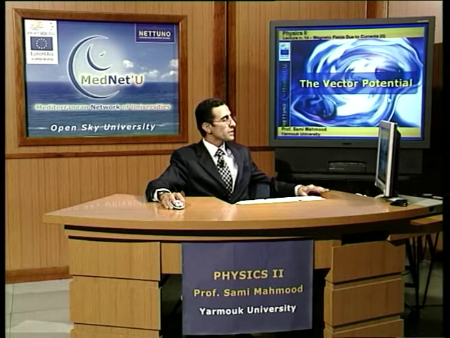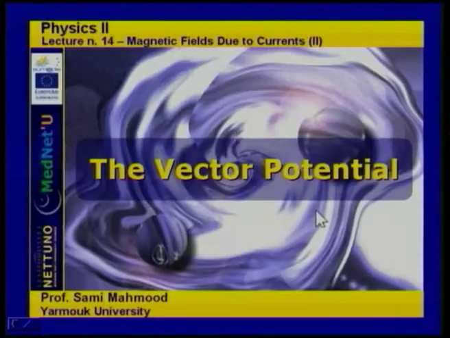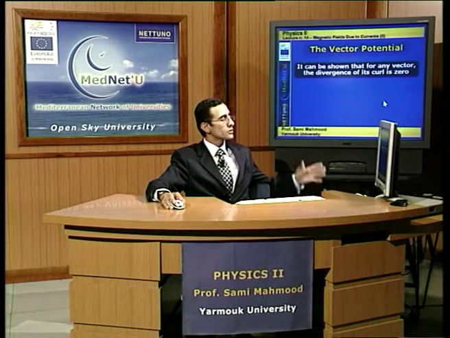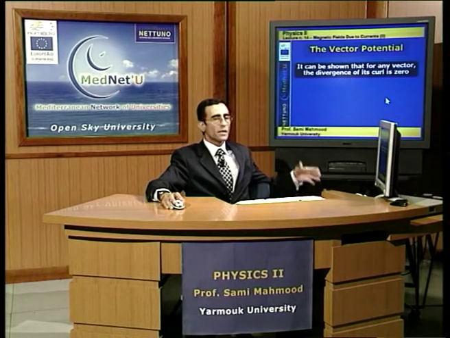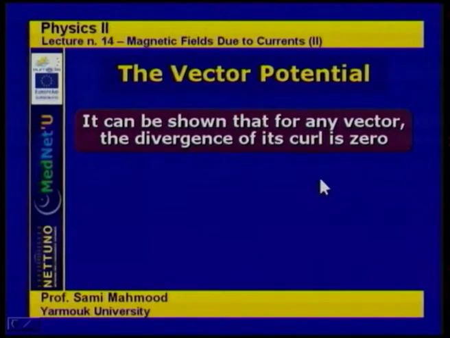And now we introduce a new concept which is related to the magnetic field strength. We introduce the concept of the vector potential. And we recall our knowledge so far in physics and math. We recall that it can be shown that for any vector, the divergence of its curl is equal to 0. If we take any vector in space, and we take the curl of that vector, then we take the divergence of the result, this is equal to 0.